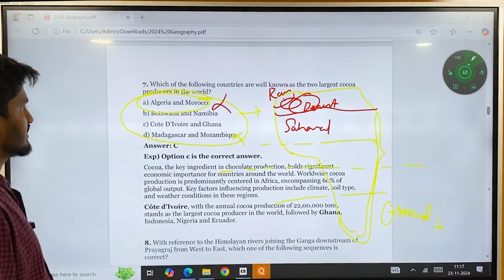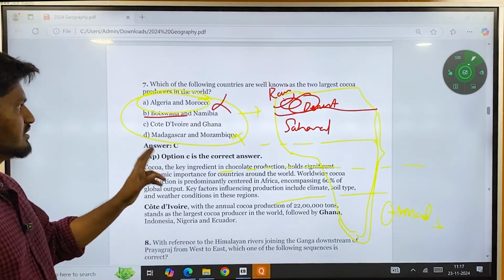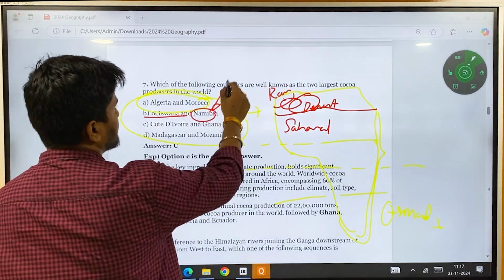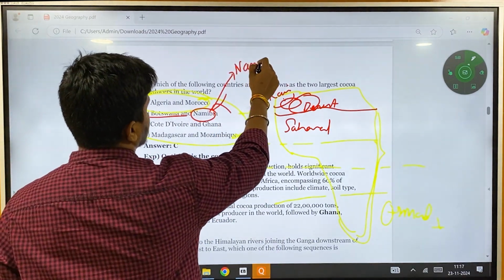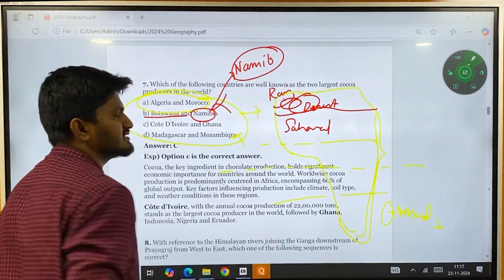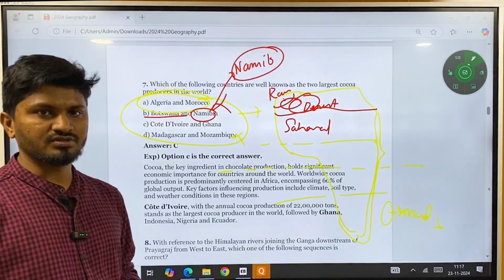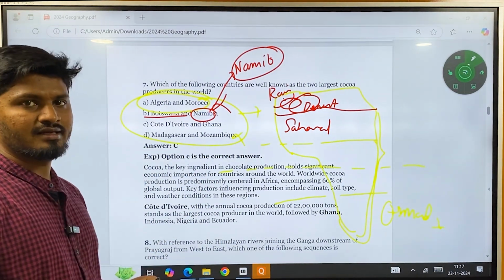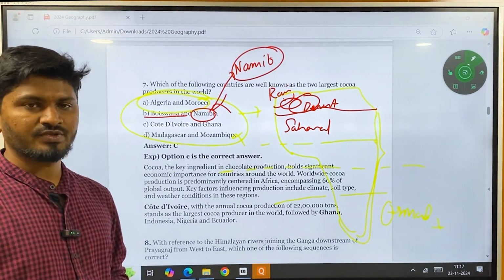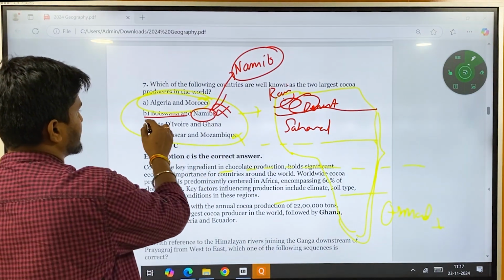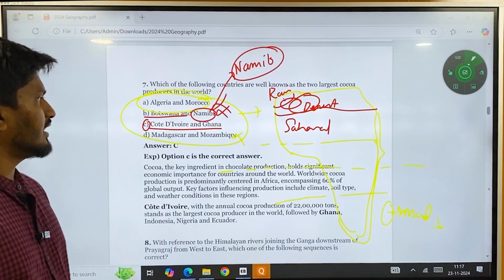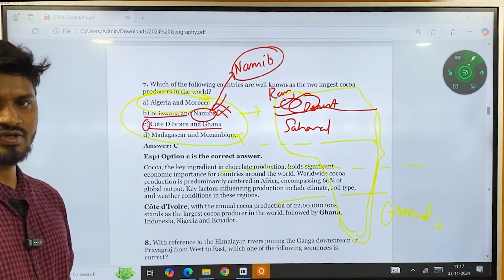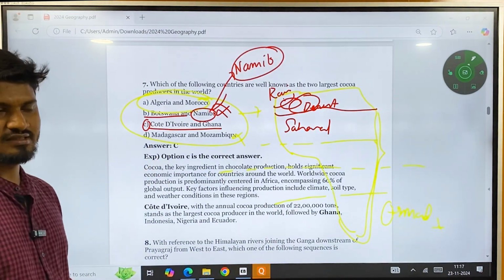So the last difference will be between Botswana and Namibia. But if you know Namibia, the Namib desert is present in Namibia. Since it is a desert, do you think tropical fruits which require water and other nutrition are going to grow in a country like Namibia where there is desert throughout? No, right? So you can remove this option also. So the correct answer here is Cote d'Ivoire and Ghana. Okay, so this is how you can eliminate options in the question and write the correct answer.